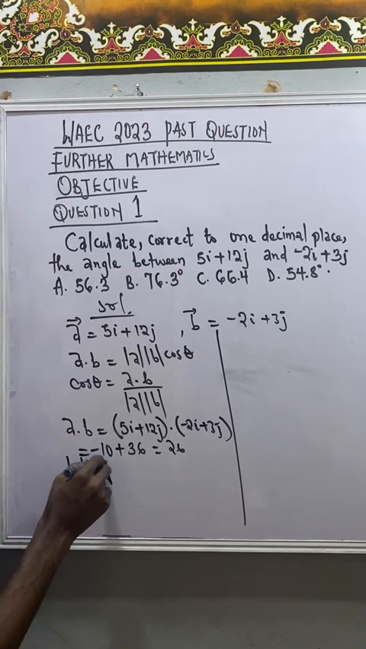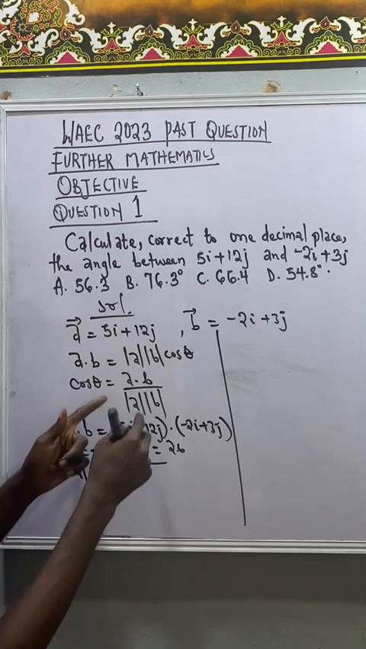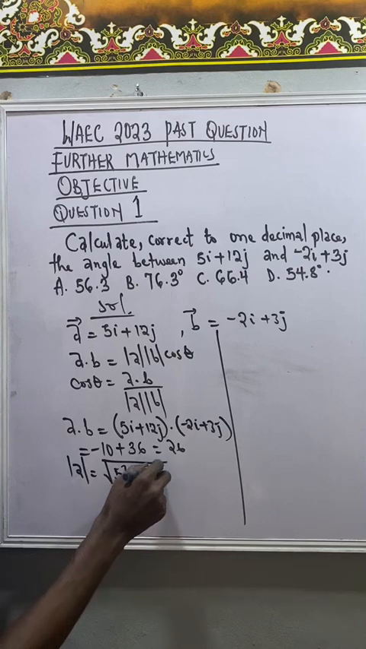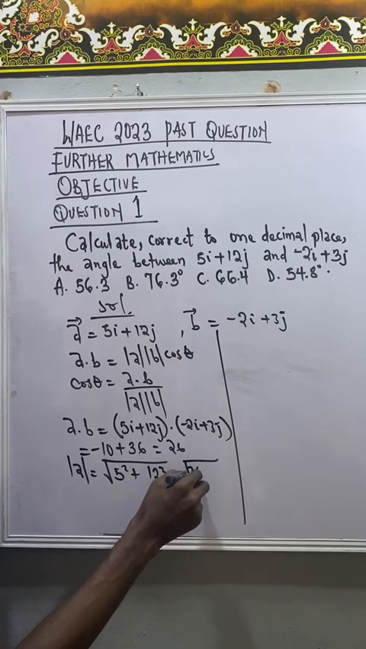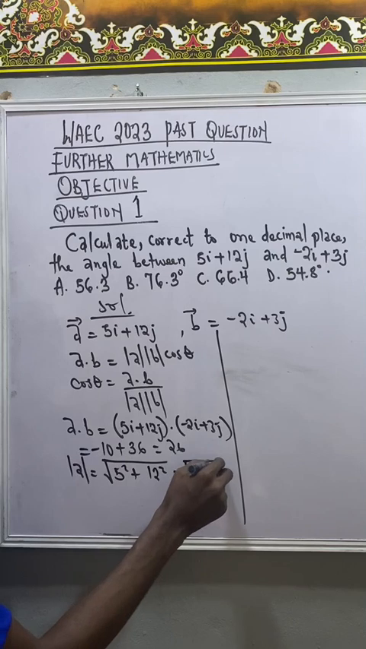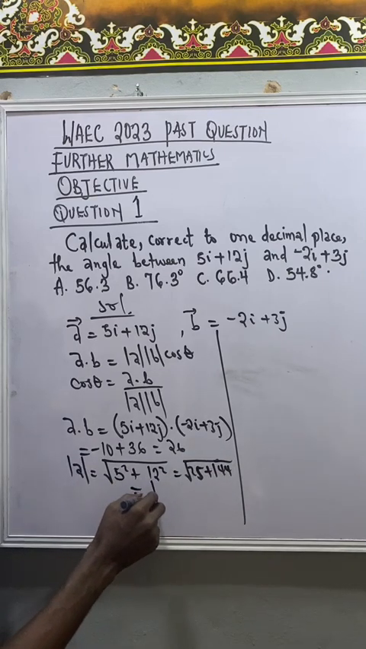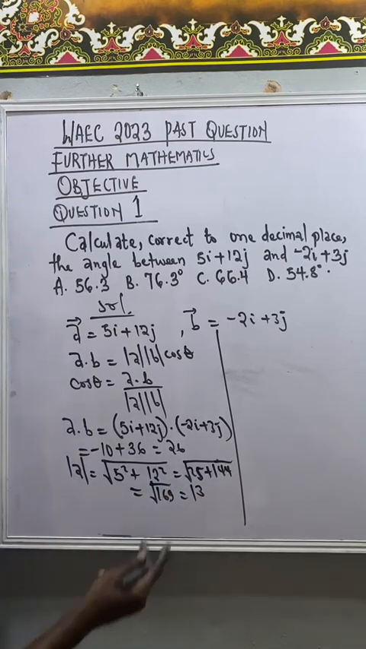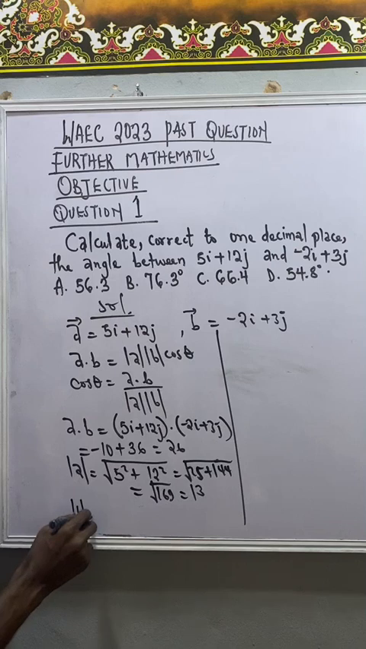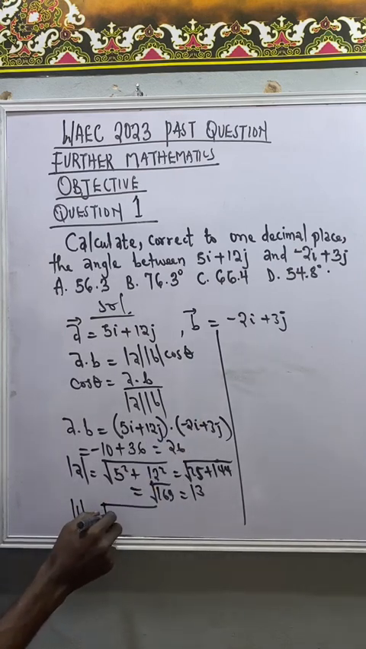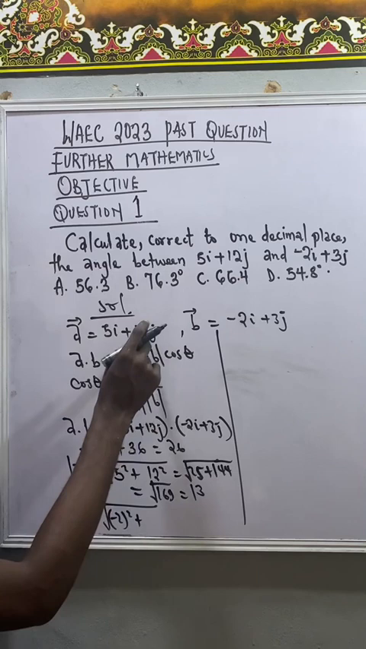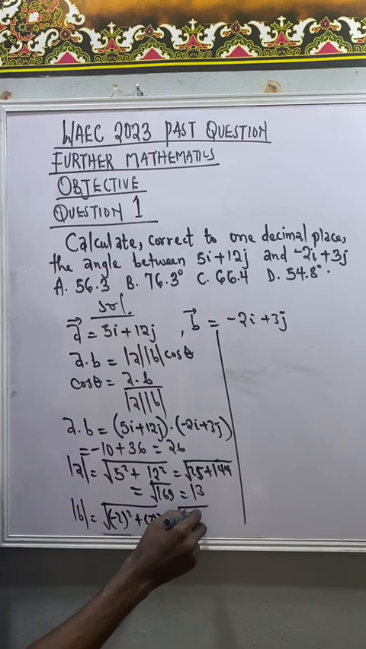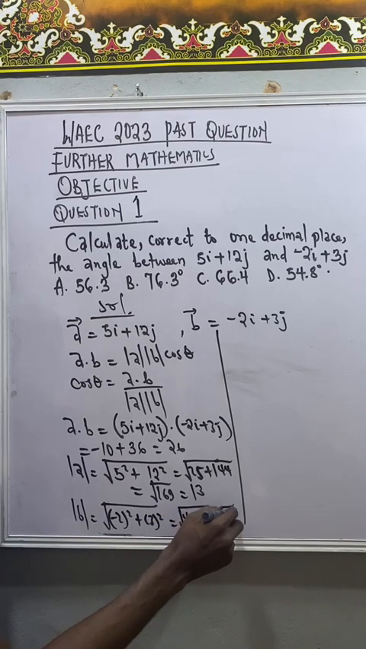Modulus of A equals square root of, what's the component of A? This is A. That will be 5 squared plus the other component 12 squared. That will give me square root of 25 plus 144. At the end of the day, this will give me square root of 169, which is 13. Good. The other one is modulus of B, which is square root of minus 2 squared plus 3 squared. This will give me square root of 4 plus 9, which is square root of 13.